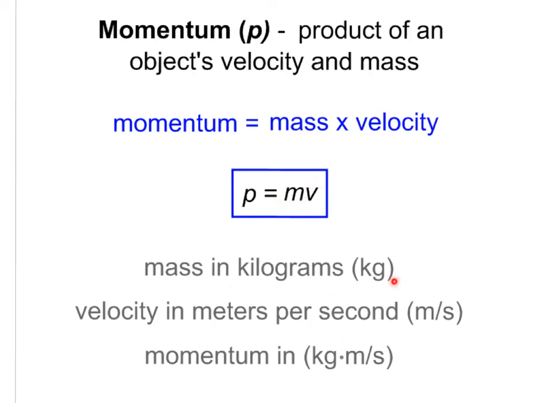Mass is measured in kilograms. Velocity is measured in meters per second. Momentum is measured in kilograms times meters per second, or kilogram meters per second.